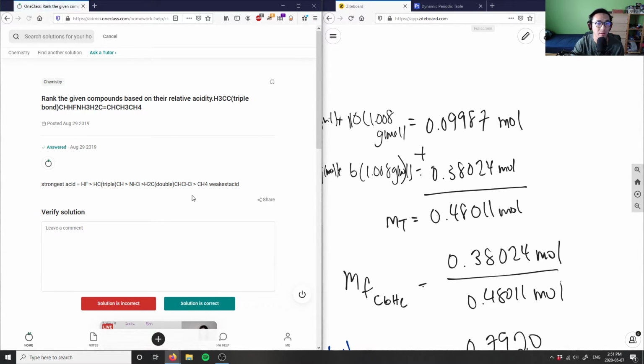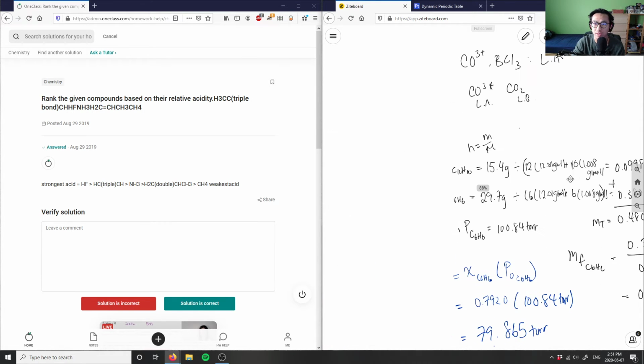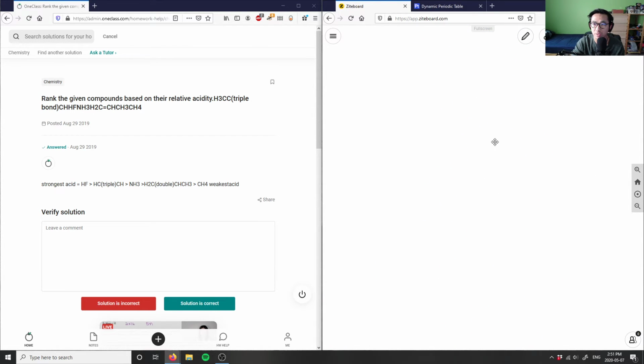And then finally, I guess I'll just do this last question here. This one would be number 7 for today, and we'll save the rest of the problems for next time. It's asking to rank the given compounds based on their relative acidity. I'll go from strongest to weakest, just like the solution did.